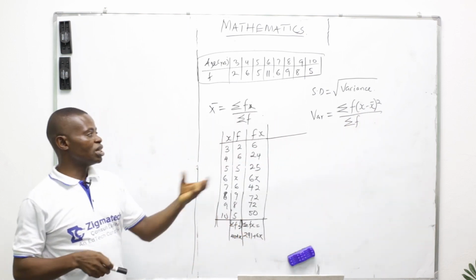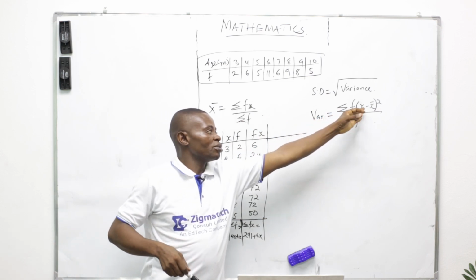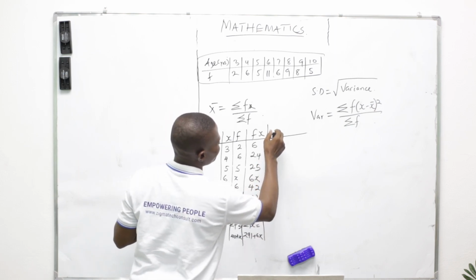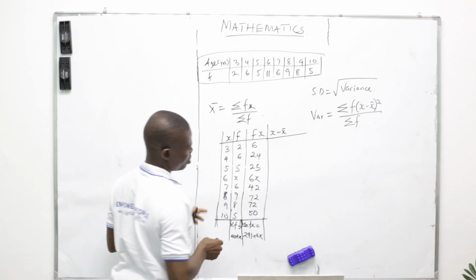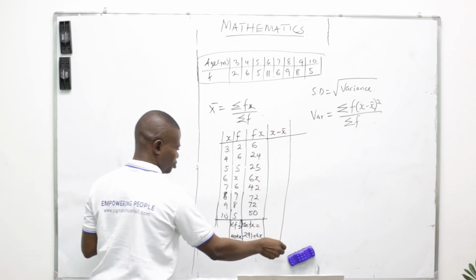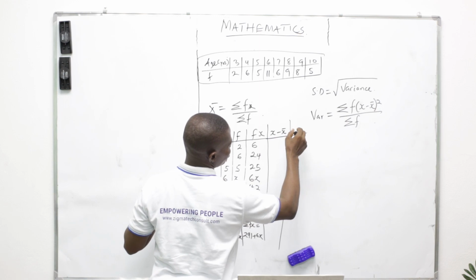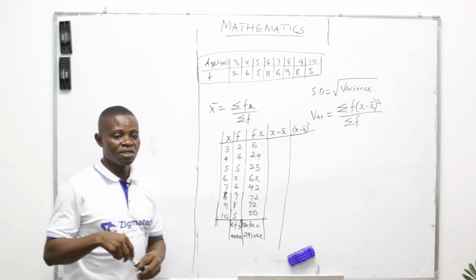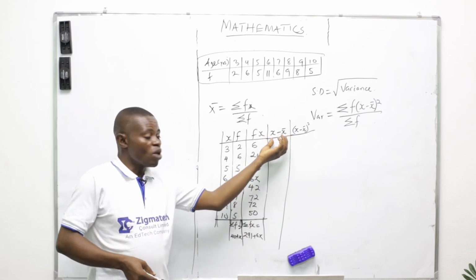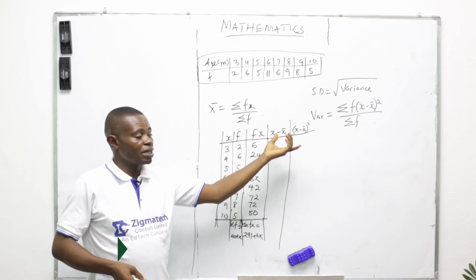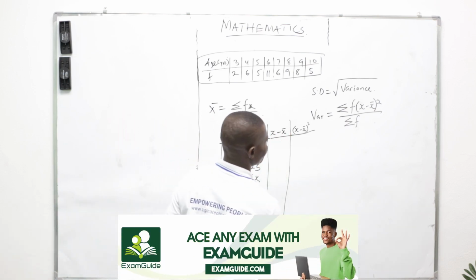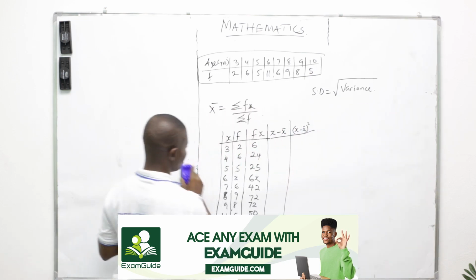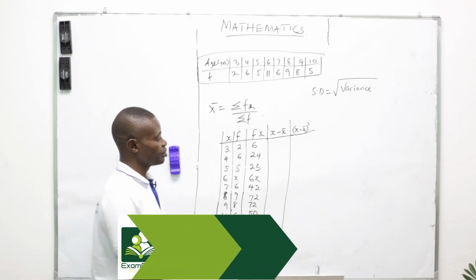Meaning, you just need to create another table for the sake of this formula. Meaning, you must have x minus x bar. Okay? You rule it. The next thing you need is x minus x bar all square. But if time is against you in the exam hall, I would prefer that when you get the difference, you square it at the same time. The work becomes easier for you. But for the fact that our interest in this video is for you to know how to do it very well, let's split it.